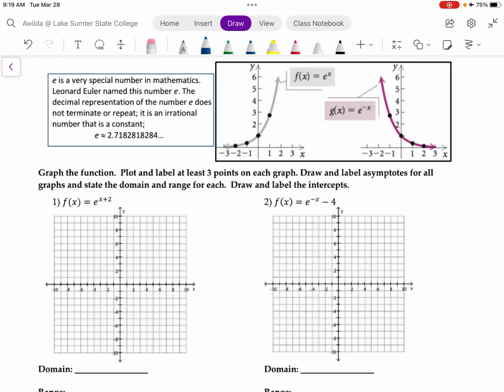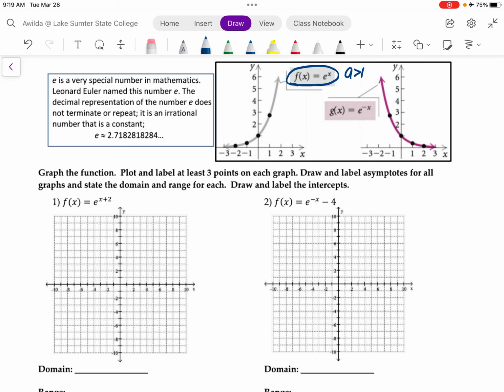Because it is a positive base, when we write the exponential function f of x equal e to the x power, because the base is greater than 1, right? The base is about 2.7. It's going to have that increasing shape, that J-shaped graph.